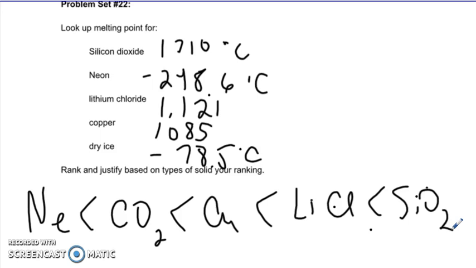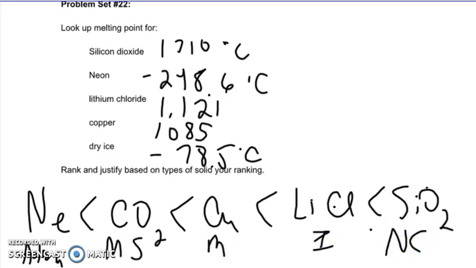So neon is your atomic solid, your group 8A solid. That's your far right-hand side of the periodic table solid, extremely low. Then you have your molecular solid. So do you see the difference between neon? This is atomic solid. Here, right here is your atomic solid. So I'll write that because it's just one atom, in a sense. This is your molecular solid, this is your metal, this is ionic, and this is network covalent.